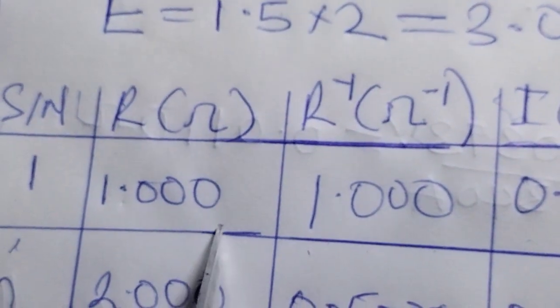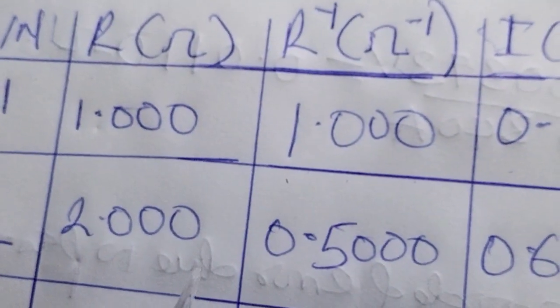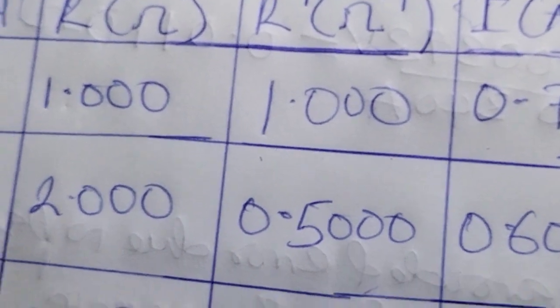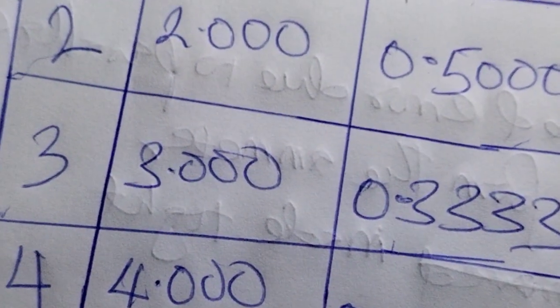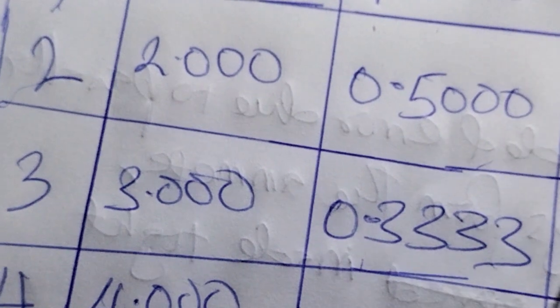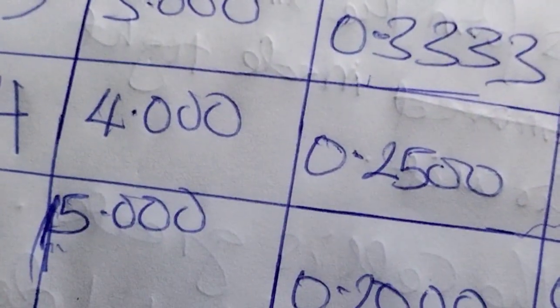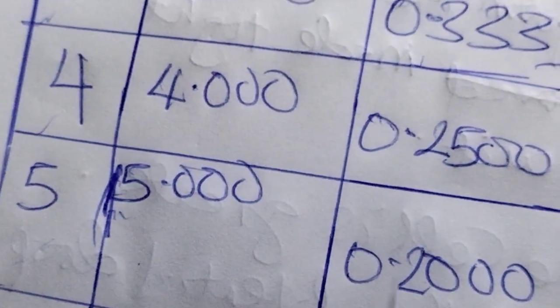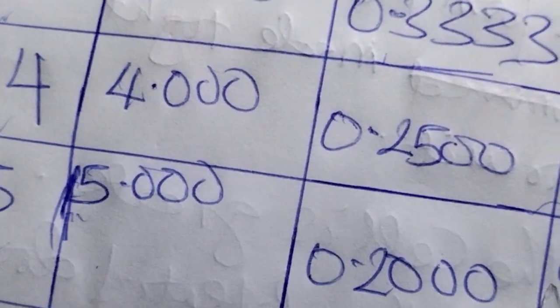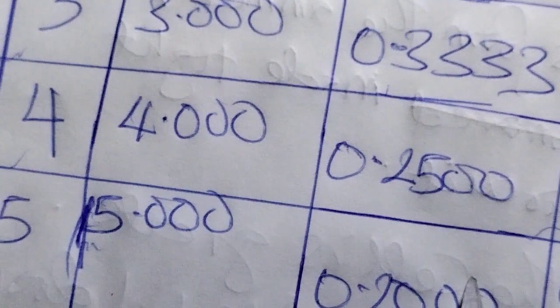So inverse of 1 is 1. Inverse of 2 is 0.5. Inverse of 3 is 0.333 continuous. Inverse of 4 is 0.25. Inverse of 5 is 0.2. All values to 4 SF.